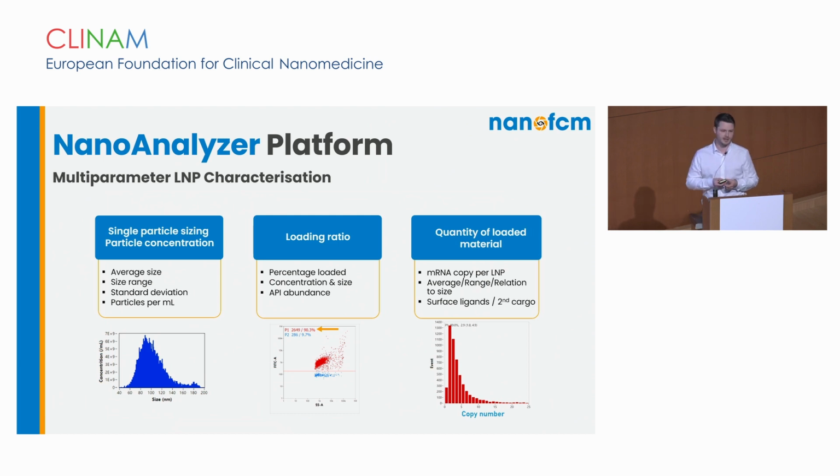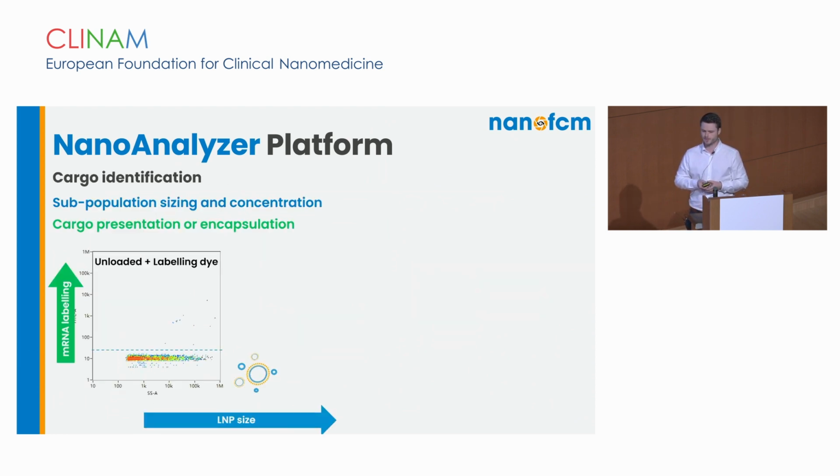This is only really utilising the first fluorescence channel. We still have a second fluorescence channel to look at other things like surface ligands with antibody staining or secondary cargoes that you might be interested in.